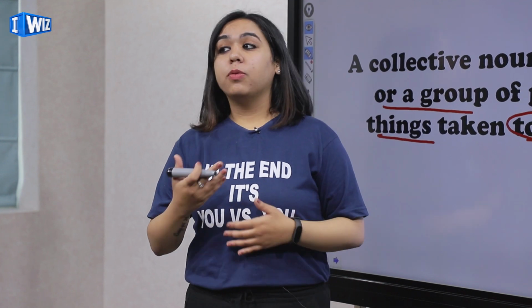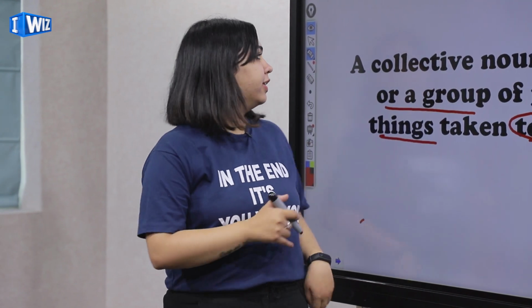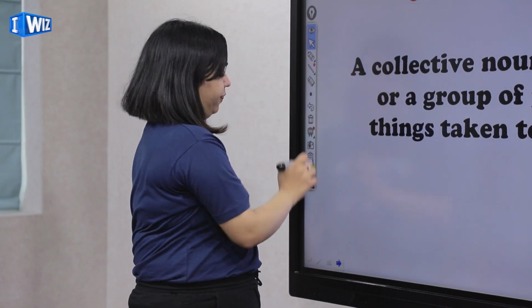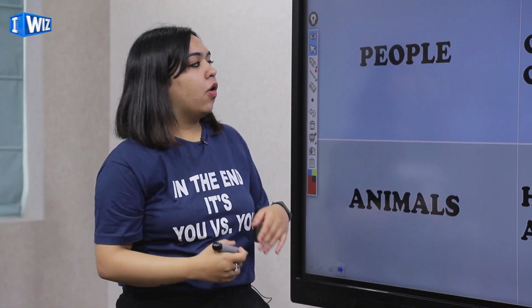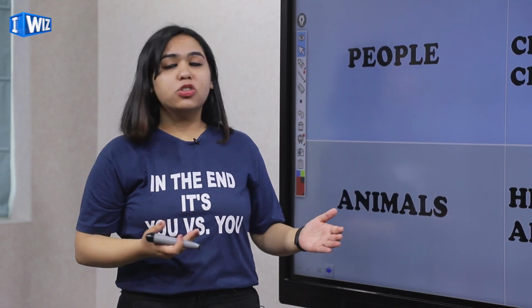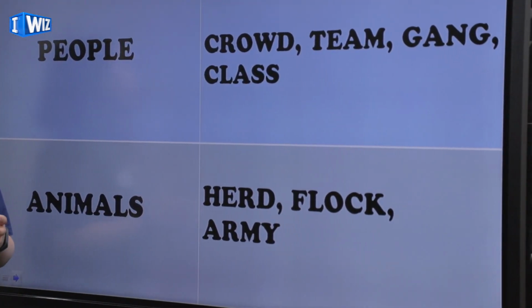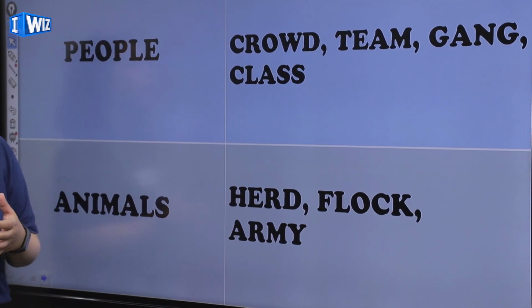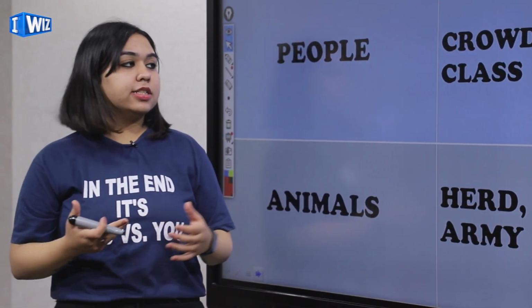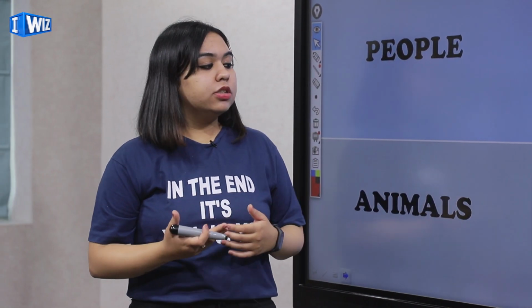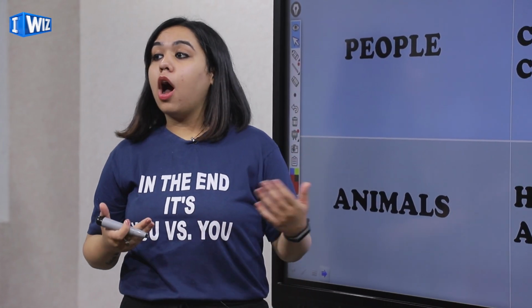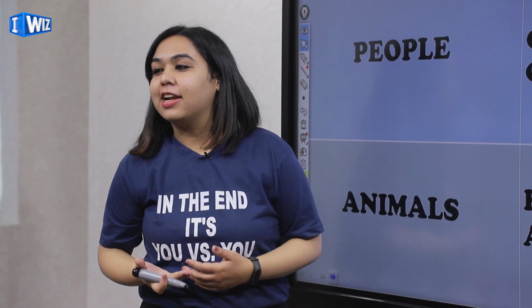We will see and we will talk about more examples of collective nouns. Let's move. Okay, now for people, for animals also we can use collective nouns. Some of the examples are for people. When a group of people are together, we use crowd, team, gang, class. I'll explain to you how. Animals: herd, flock, army. For example, we say army of ants.